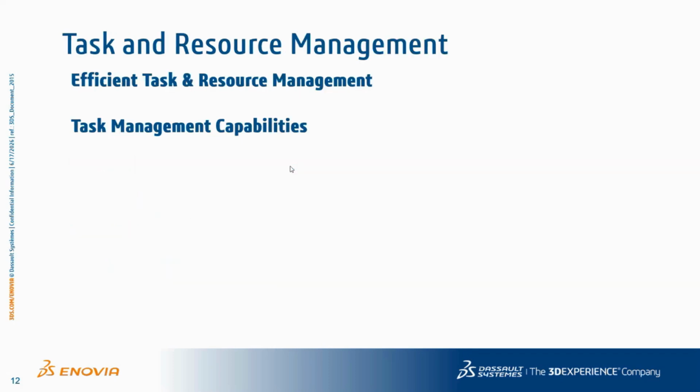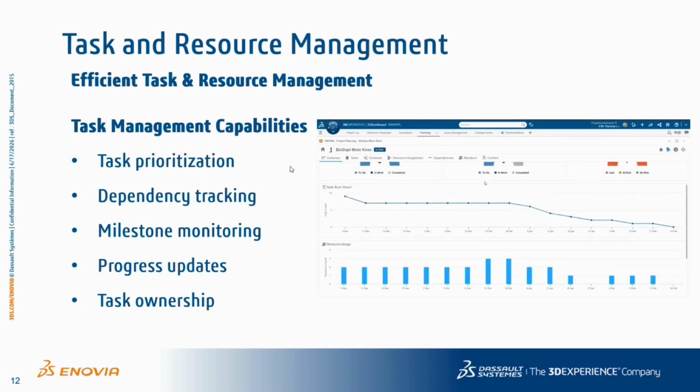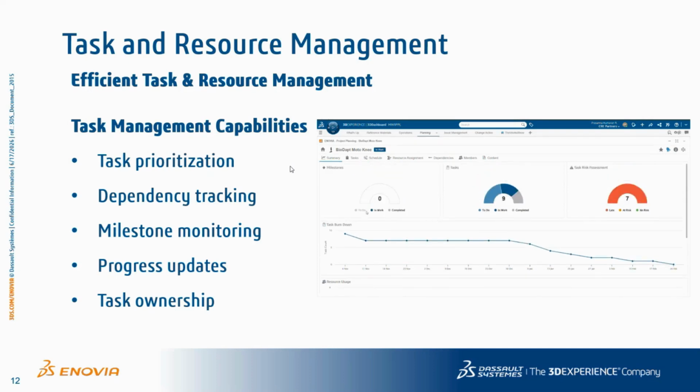Then you have these task management capabilities. For each task assigned to each and every end user, you can prioritize the task. You have an option where you can prioritize that particular task as low, medium, high or critical, and assign that priority to the end user. Then you have dependency tracking and milestone monitoring.